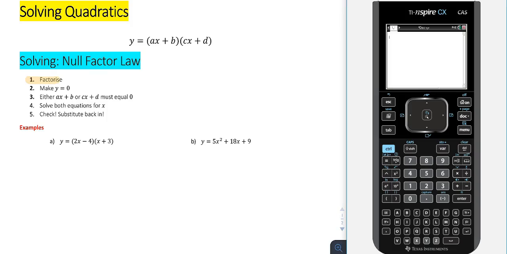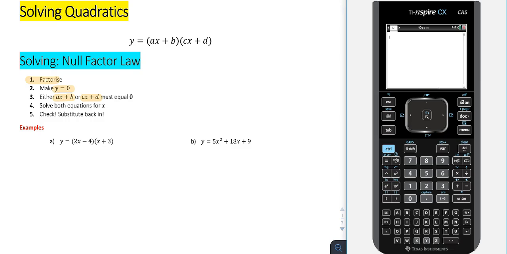There's a few different ways to solve quadratics, and this particular way that we're looking at now is the null factor law. So null factor law first requires you to factorize. So step one, factorize. Step two is to make y equal to 0 or whatever is appropriate for the question.